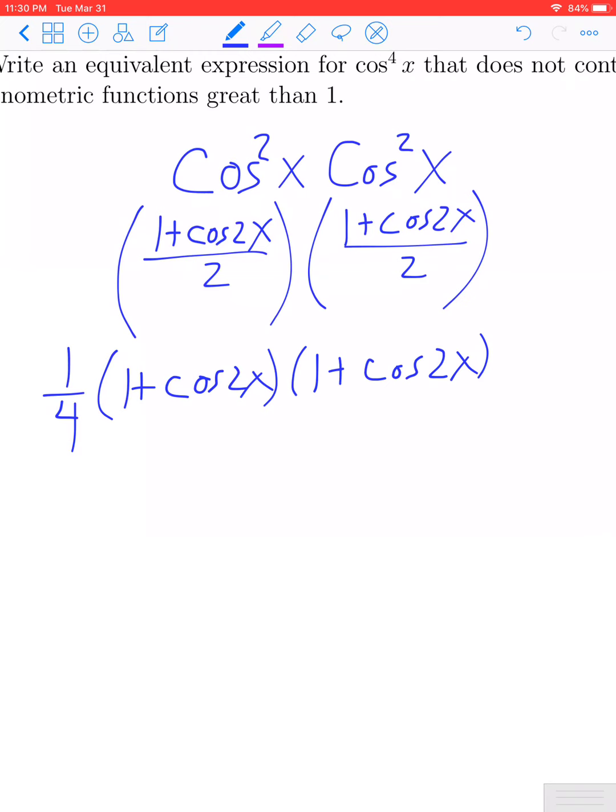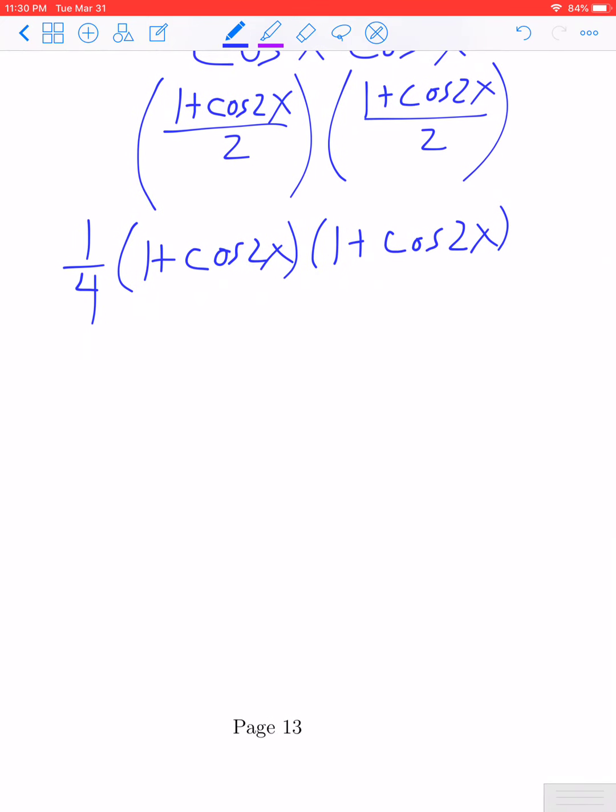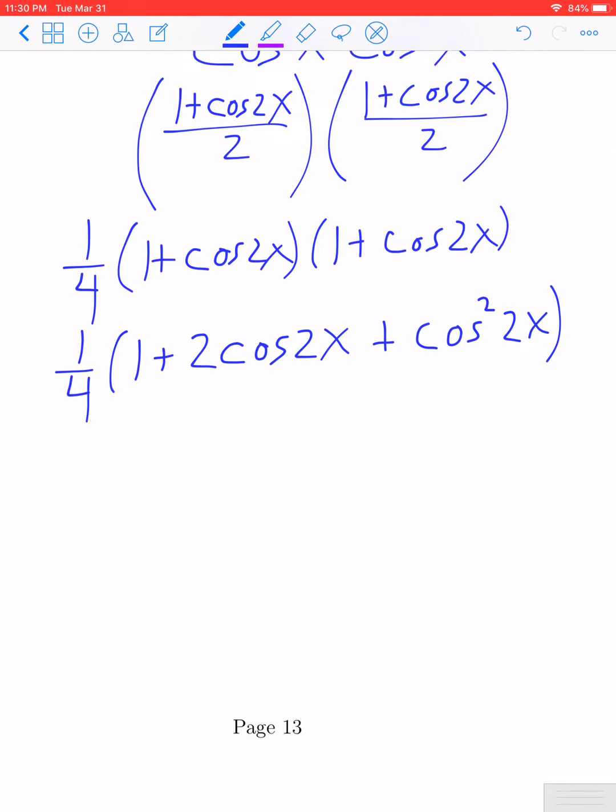This is a binomial times a binomial, so you have to use the general distributive property. Good old school FOIL, if you want to call it that: first, outer, inner, last. You should get the following. This is going to be 1 plus, we're going to have 2 cosine of 2x as the middle term, and then the last term will be plus cosine squared of 2x. And we very nearly answered the question.